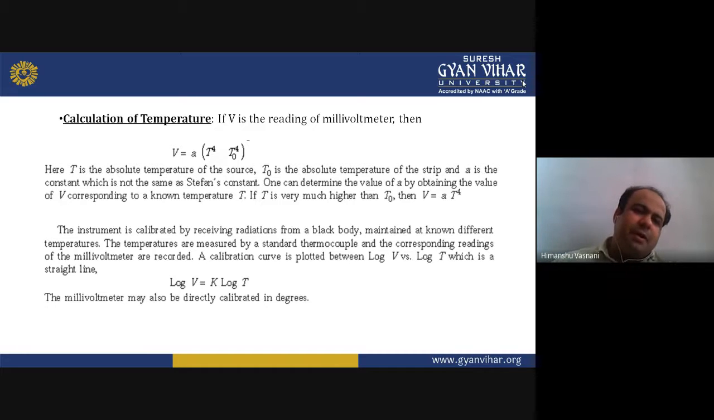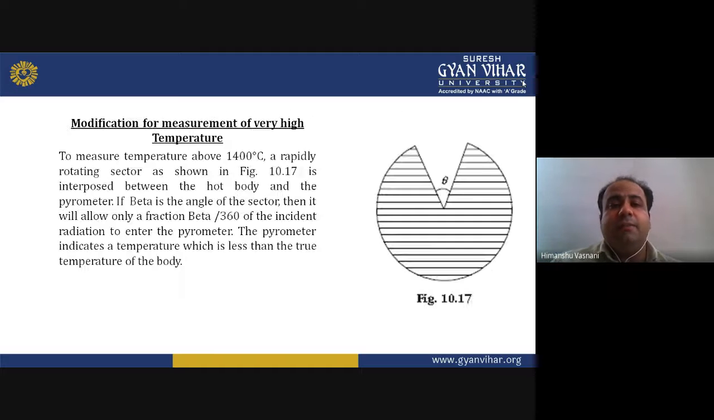The instrument is calibrated by receiving radiations from a black body maintained at known different temperatures. The temperature measured from a standard thermocouple and the corresponding readings of the millivoltmeter are recorded. A calibration curve is plotted between log V and log T, which is a straight line, and the millivoltmeter may also be directly calibrated in degrees. This is how you do the calculation of temperature.